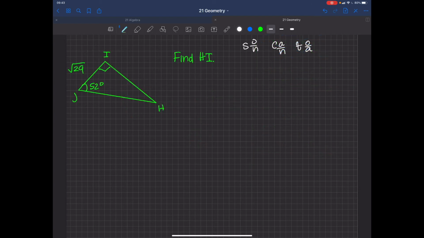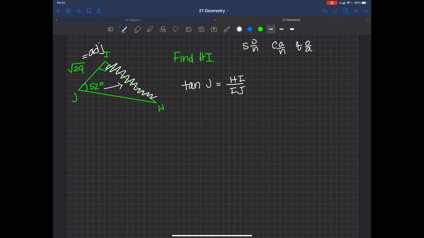This is going to be a different example. In this one, we're asking you to find HI, and that is going to be the opposite side of what's given. So we have the adjacent, and then we have the angle J, and then I'm looking for the opposite side from the angle. So that means I'm going to use tangent of J to equal HI over IJ.